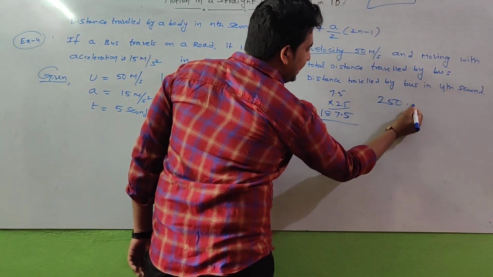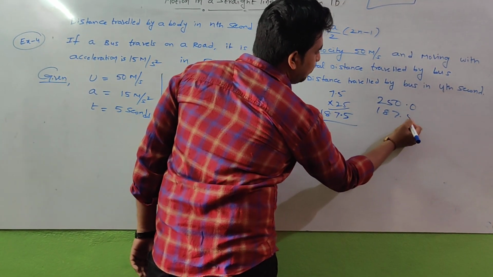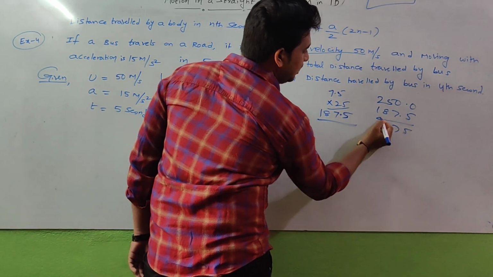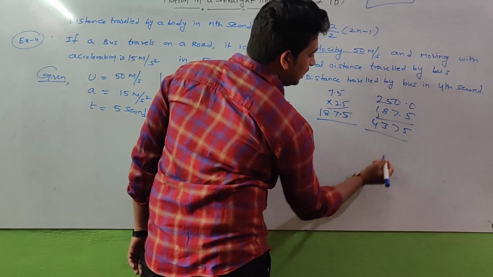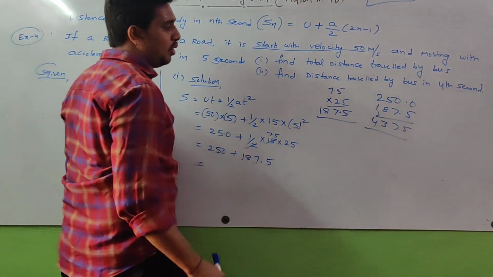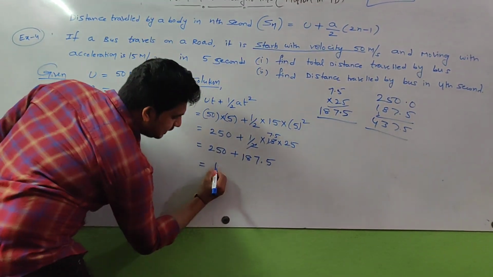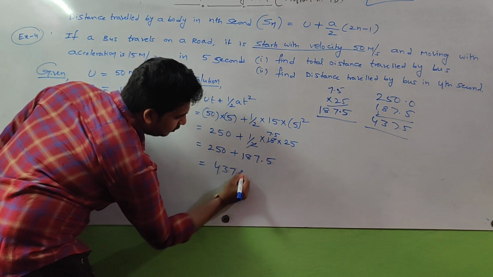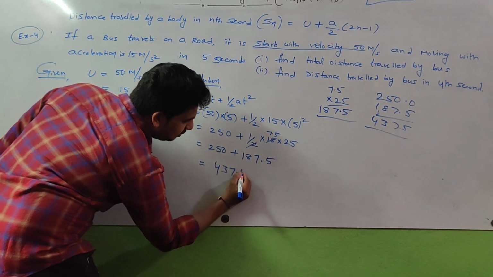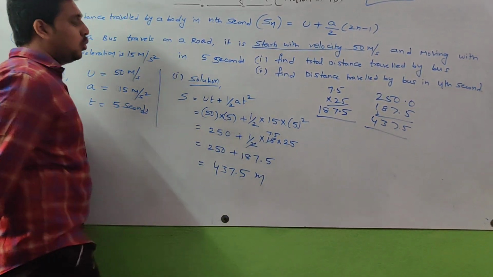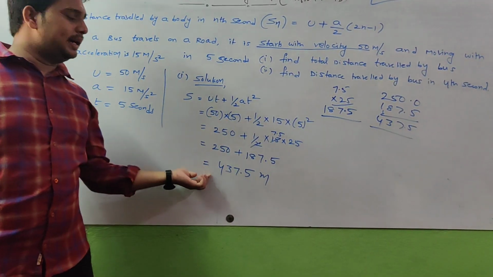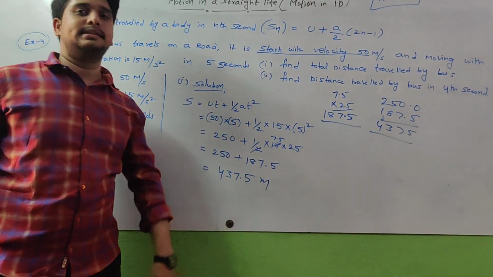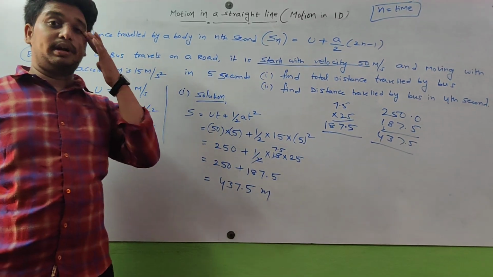We got here 437.5 meters. So the total distance traveled by bus is 437.5 meters. This is very important.